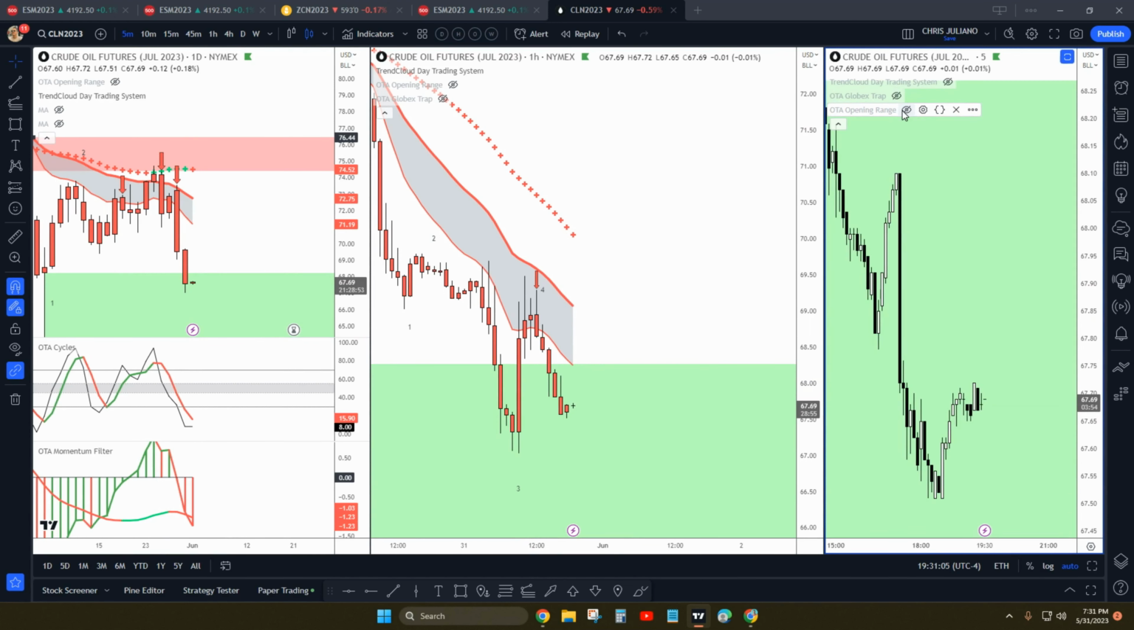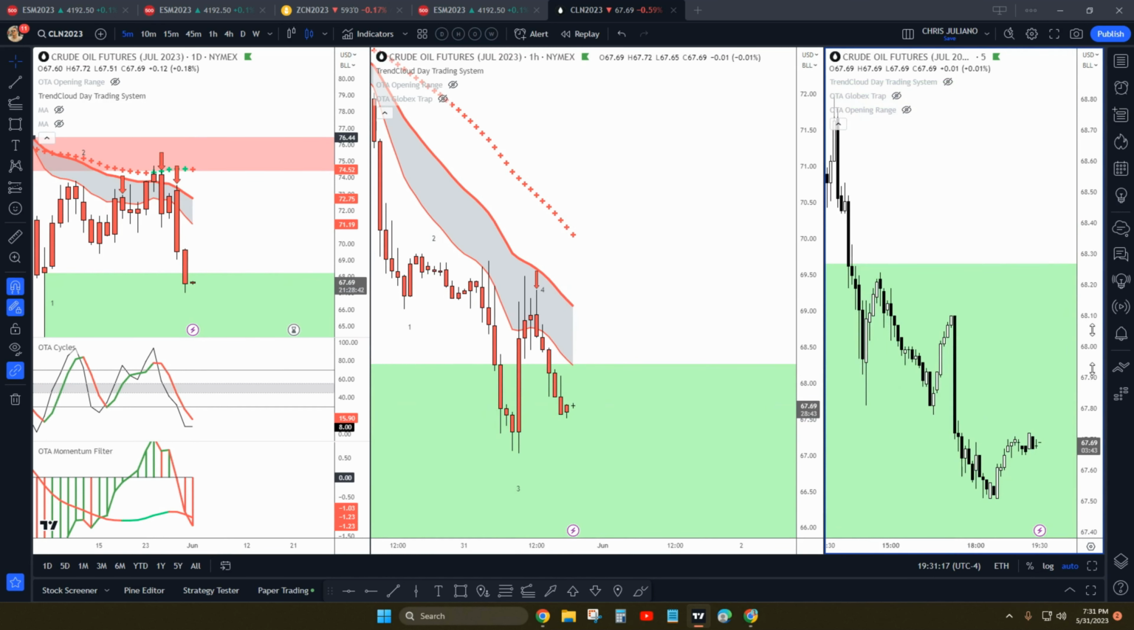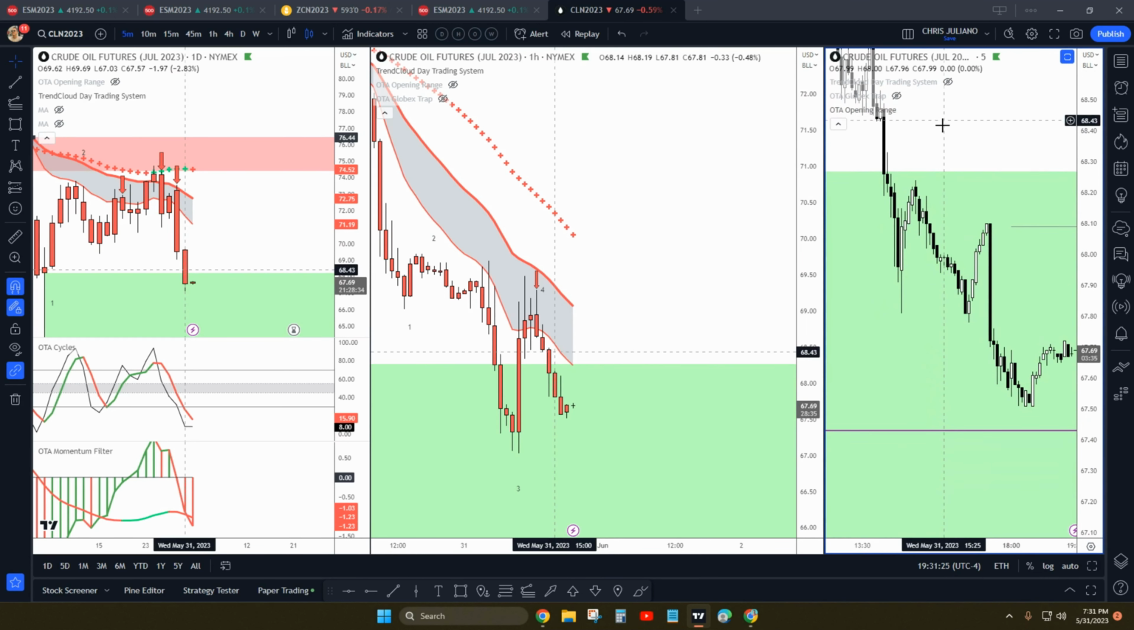Oh, and you see this, guys? Whenever you apply an indicator, it might do something like this. Just refresh your chart and then unclick auto. Then put your OTA opening range on there or any indicator that you're going to use.